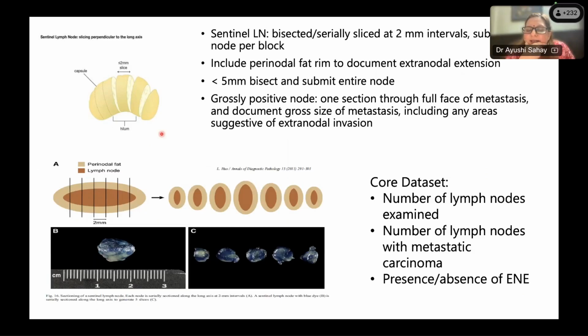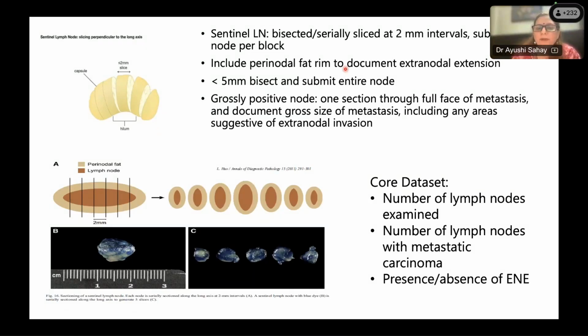So basically, the difference between a micrometastasis and a macrometastasis is 2 millimeters. If it is less than 2 mm, it is a micrometastasis. If it is more, it is a macrometastasis. That is why, so that we do not miss a micrometastasis, the nodes are sliced at 2 millimeter intervals.